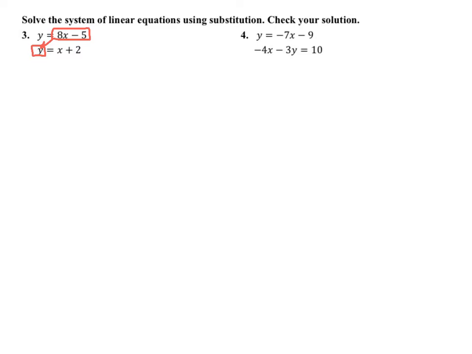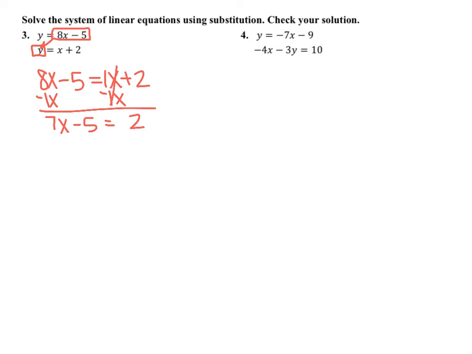Okay. So I have 8x minus 5 instead of y equals x plus 2. And I can find x. So I'm going to move my x's to the same side by subtracting 1x over to the left-hand side. So 7x minus 5 is 2. Adding 5. 7x is 7. And finally, when I divide by 7, I get that x is 1.